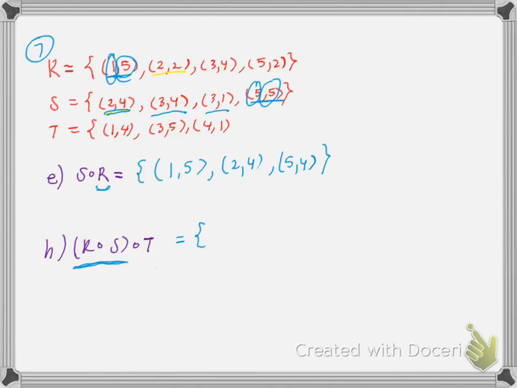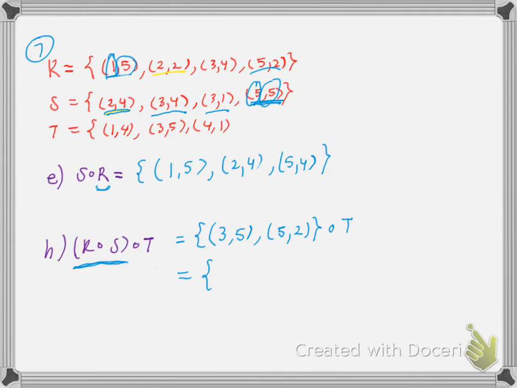Then we got 3 goes to 1 and 1 goes to 5. I'm sorry, hopefully my writing isn't blocking your understanding. And so we have 3 going to 5, 3, 5. And then the last one, 5 goes to 5 and then 5 goes to 2. So 5 goes to 2. All right, we compose that with T. All right, so let's see what we'll get as our final answer.